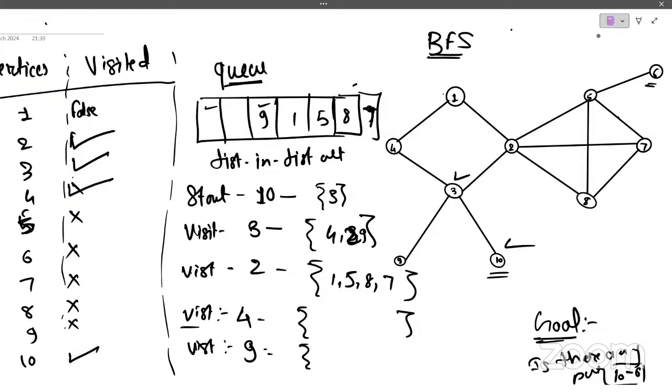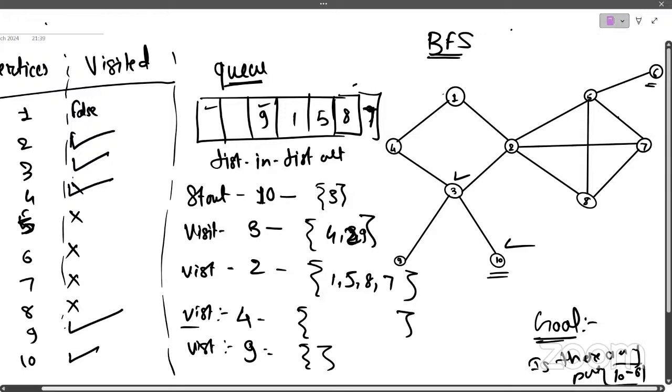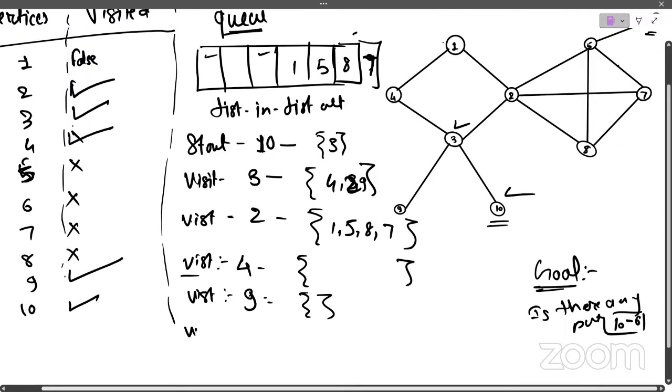So 9 gives me nothing because 3 is already visited, right? So 9 is also not giving me anything. So I'll say that, okay, this is also visited. It's nothing giving me new. So my queue will remain the same and I'll erase my 9 from the queue. Okay. Now the next member to visit is 1.